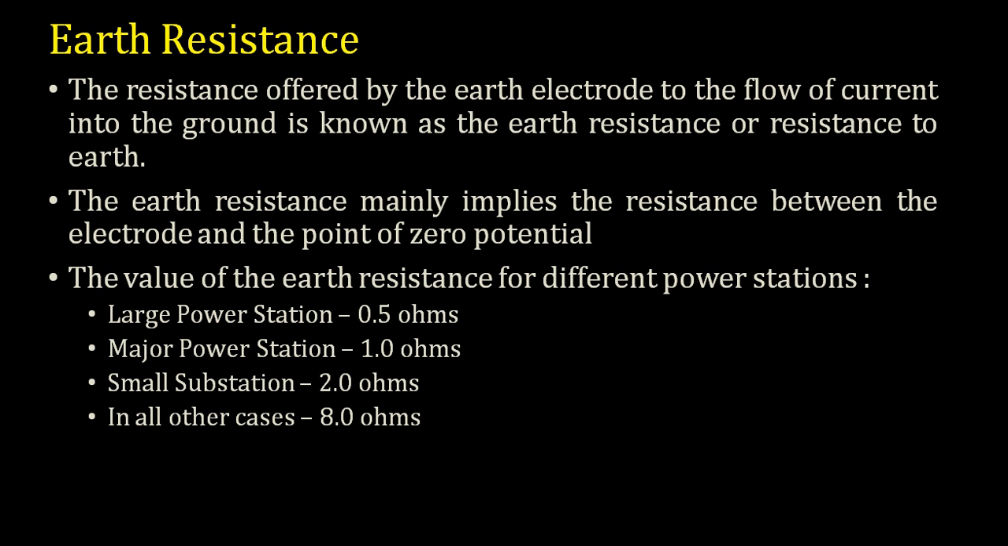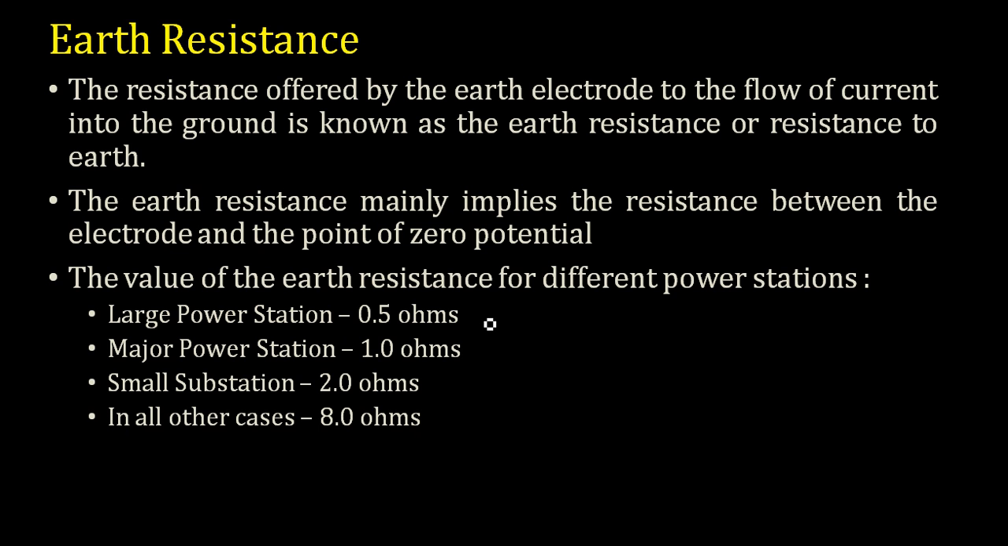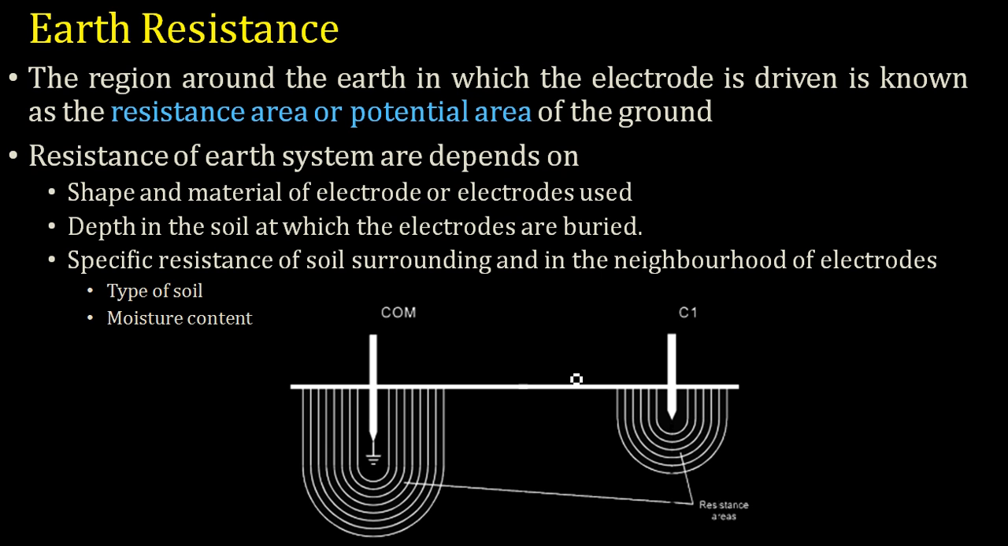Now the value of earth resistance will vary from point to point. At certain areas, like large power stations, the resistance is in the range of 0.5 ohms, and in most power stations you have 1 ohm. For small substations you have 2 ohms, and in general cases we have 8 ohms. So this is the range of resistance that is expected at the end of the resistance measurement process.